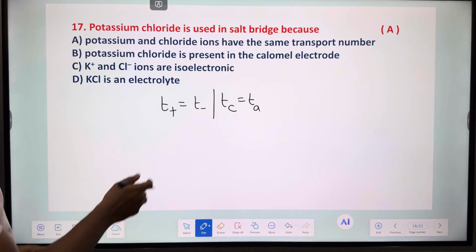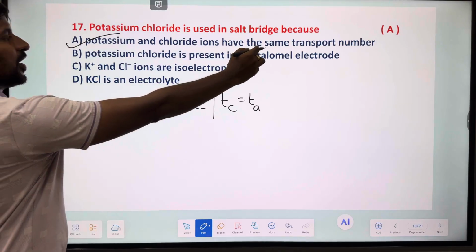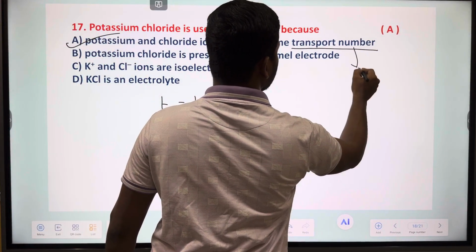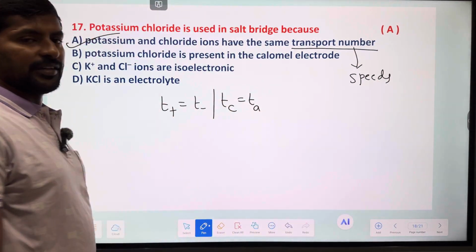And so why are we using KCl? Both ions have the same transport numbers, or the same speeds, same mobilities, same velocities.